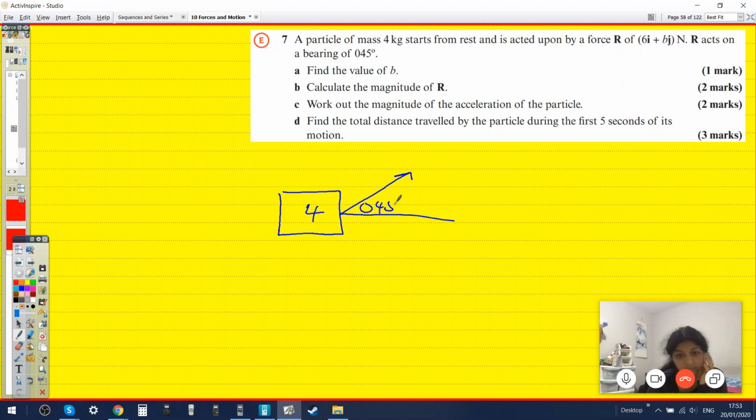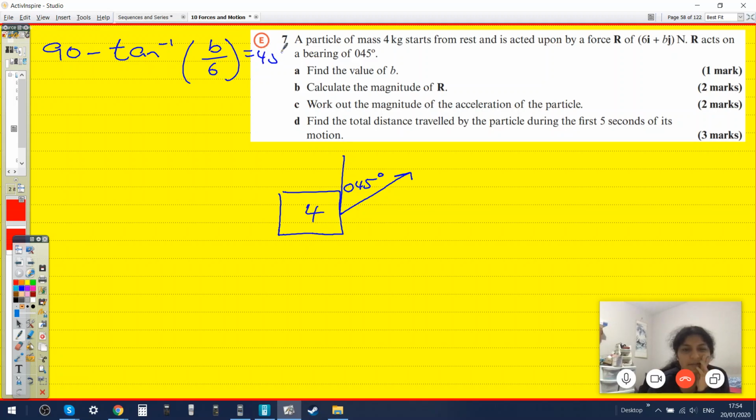And so how would you find B? You won't need the stuff you're thinking of for this. How would you find B? I don't know. How do you usually get the bearing? 90 minus the angle. I believe it's usually 90 minus inverse tan of B over 6. And that gives you 45. I've seen this before.